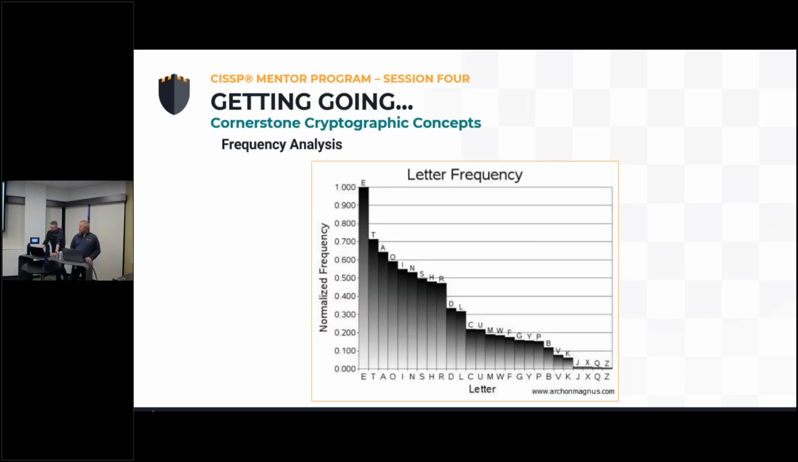There's frequency analysis. So the most common letter in the English language is E. So if you have enough ciphertext, even without having to do all the work of playing around with letters, you'd be able to decrypt it pretty quickly if you had enough.